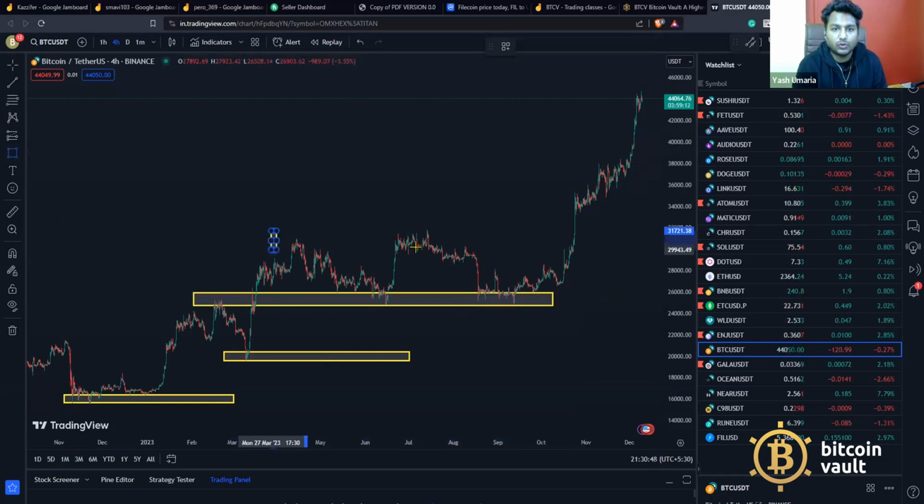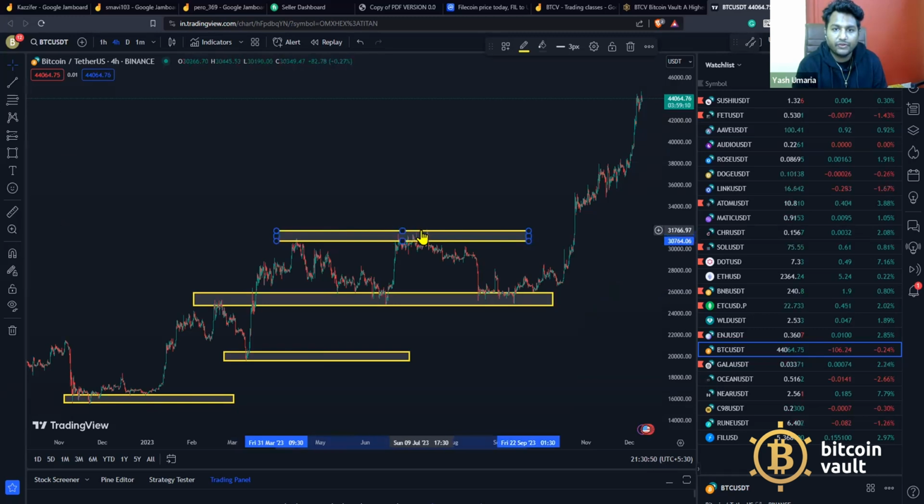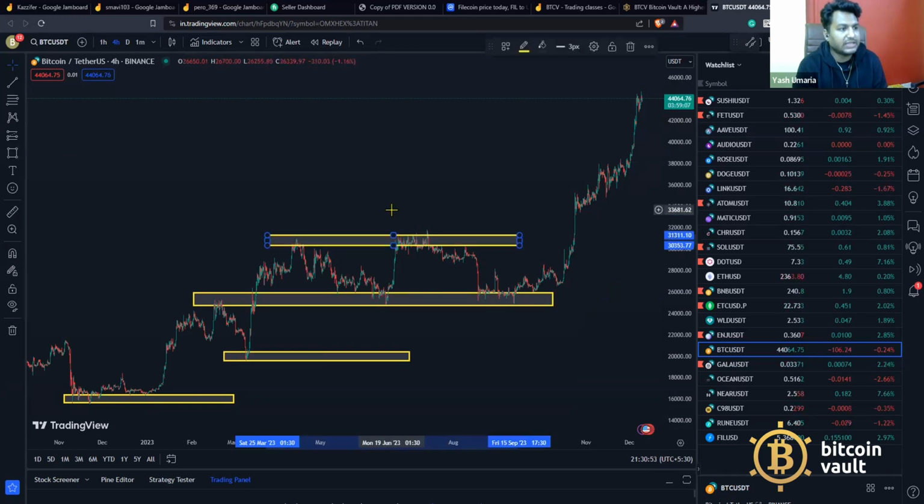Psychological numbers are those numbers where traders put their buy or sell orders. Most traders put their buy or sell orders at the psychological numbers. They are psychological because you can easily get attention from those numbers. For example, if BTC breaks the $30,000 mark, then of course there will be news. People will start talking about it, that BTC has broken the 30,000 mark. So that becomes a psychological number.